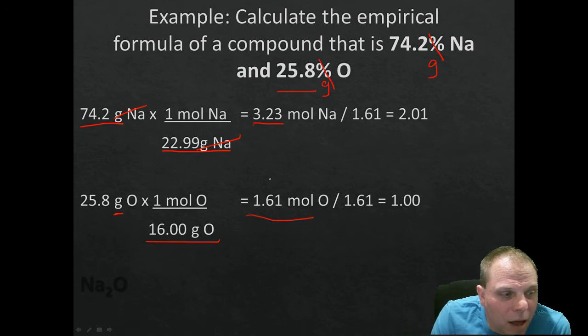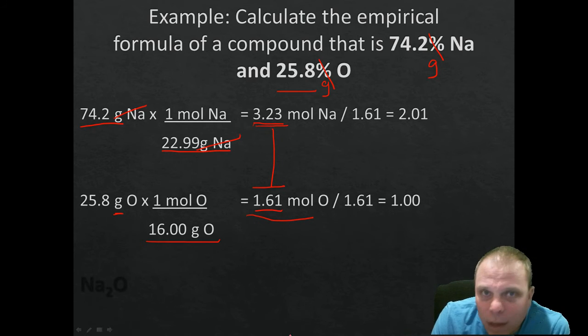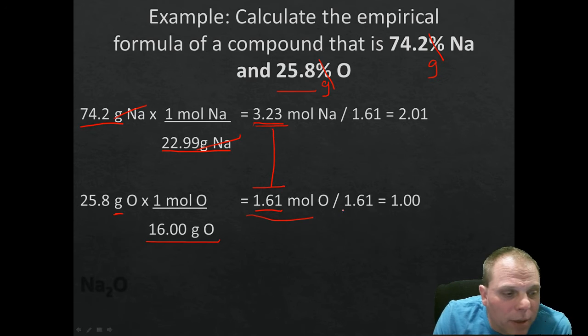And that's taking the lowest value. So between the 3.23 and the 1.61, which one is the lower number? Well, 1.61 is a smaller number than 3.23. So now we divide both of our answers by the lowest number. Okay, so that 1.61 we divide there and here.